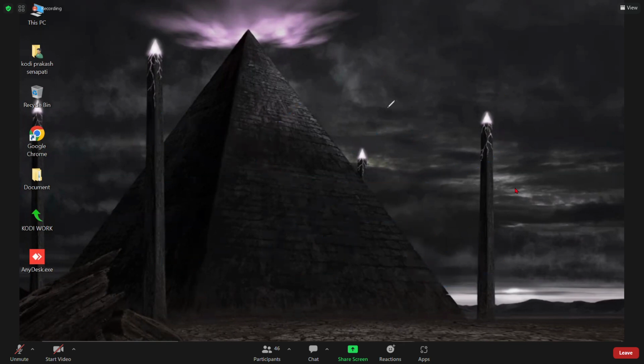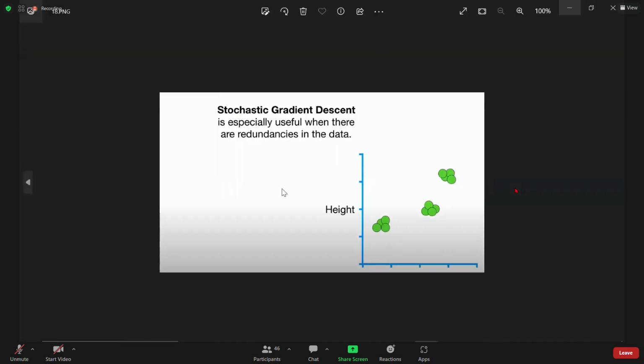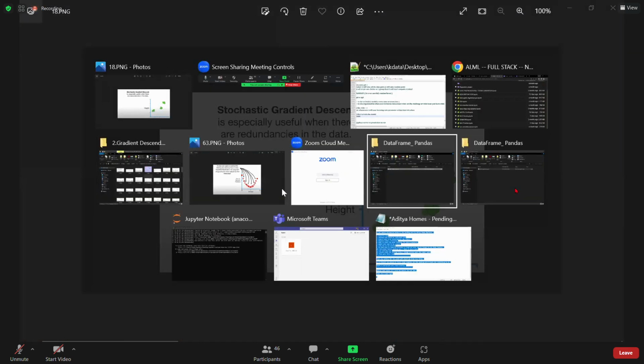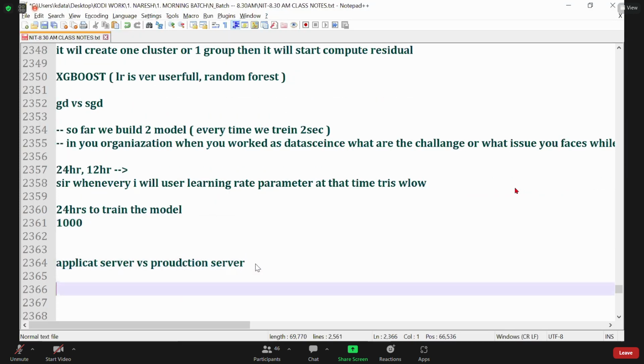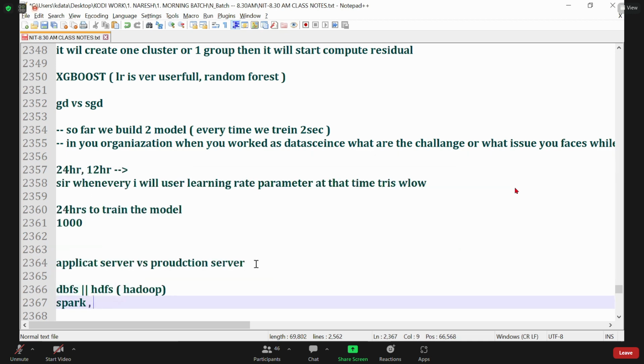Split the data into multiple slots, or else use a distributed system. What are the distributed systems? Maybe we have DBFS or HDFS. What are the distributed file systems, guys? DBFS and HDFS, which is Hadoop, which is also called Spark or Hadoop as well. Do you guys understand? So Databricks, that's correct.